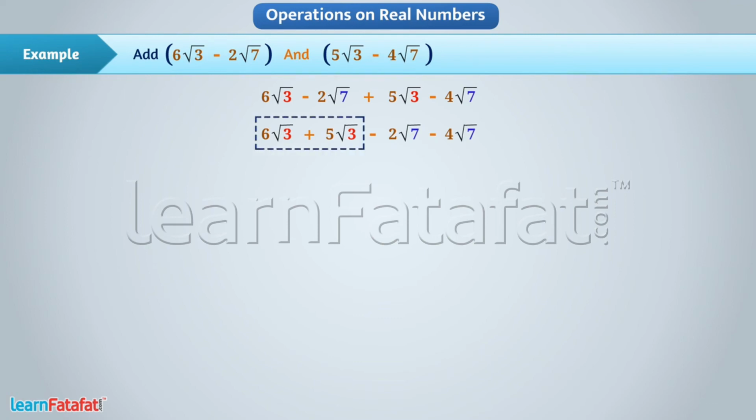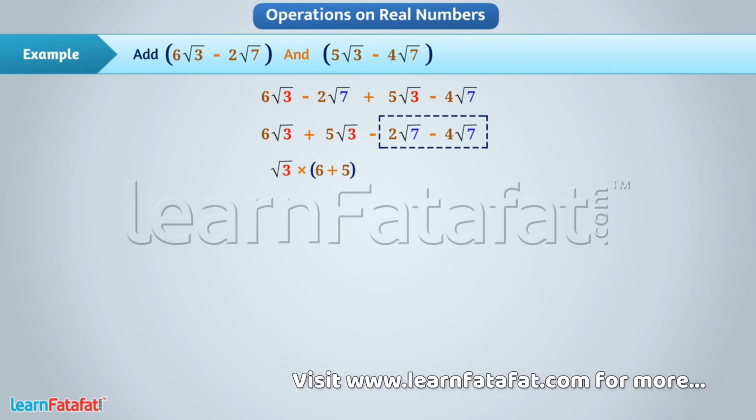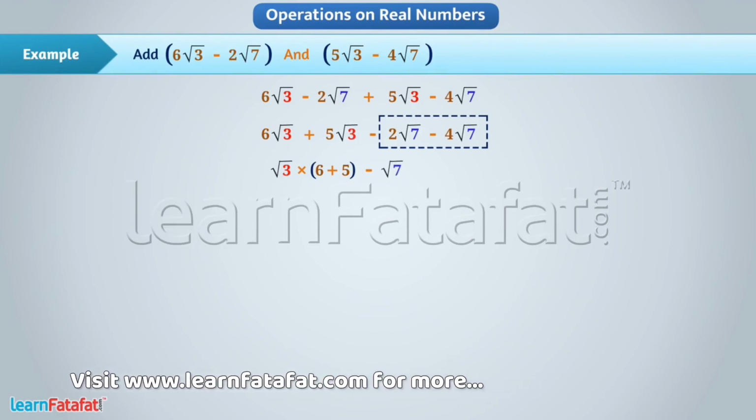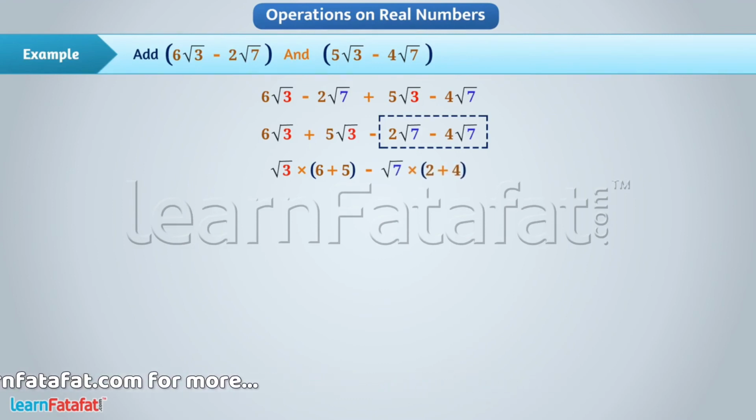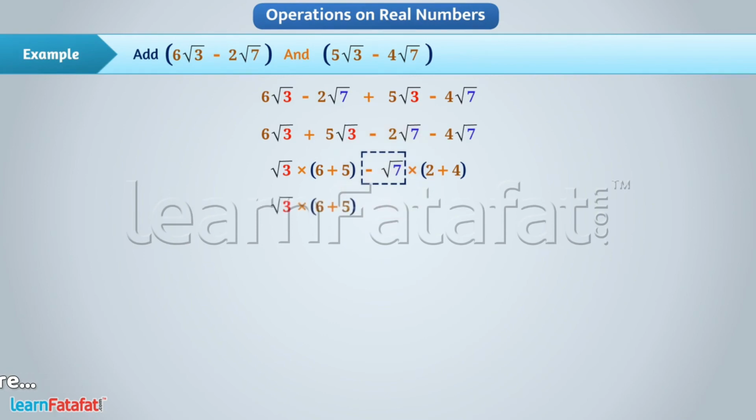Taking root 3 common, we can write root 3 multiplied by 6 plus 5, and taking minus root 7 common, we can write minus root 7 multiplied by 2 plus 4. Instead of minus root 7, if we would have taken plus root 7 outside, then we would have written minus 2 minus 4 inside the brackets. It is also correct. Solving this, we get root 3 multiplied by 11 minus root 7 multiplied by 6, that is 11 root 3 minus 6 root 7.